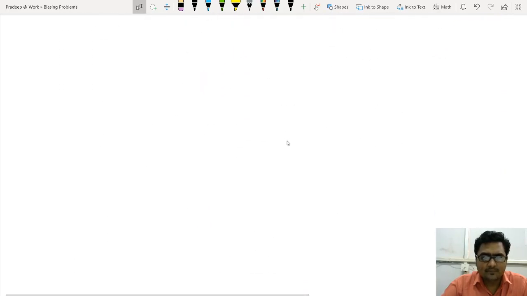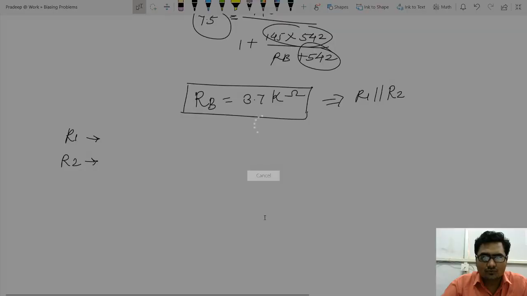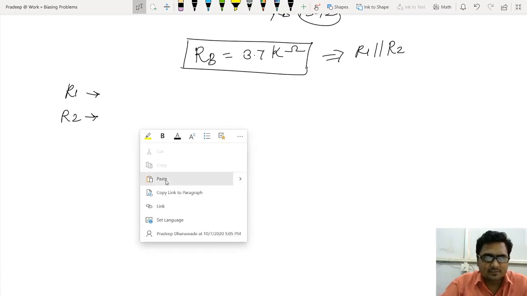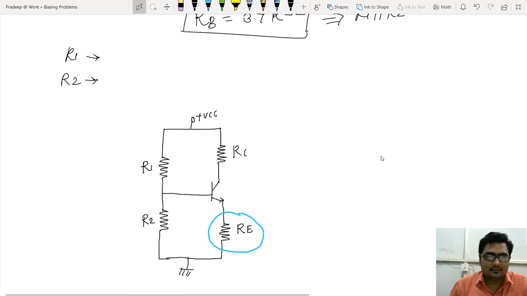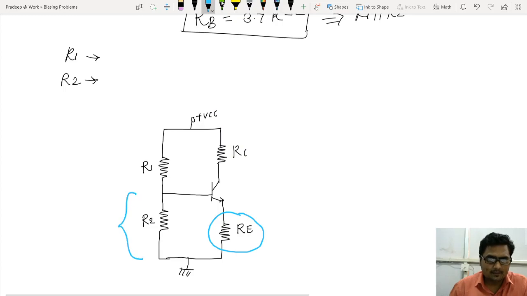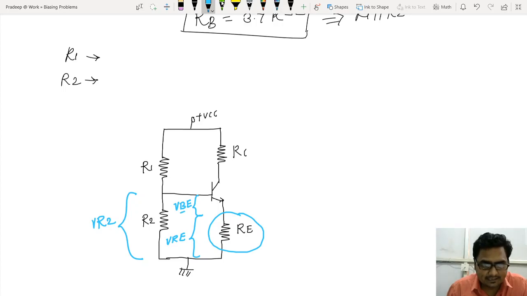Because every time we have to scroll it. Now paste. It is done. See, the voltage across this resistor, I will call it VR2. Now what is that VR2? VR2 is nothing but the voltage across base and emitter plus the voltage across Re. So can I say it is VRE, the voltage across RE, and this is VBE. So VBE plus VRE is the voltage across resistor R2.